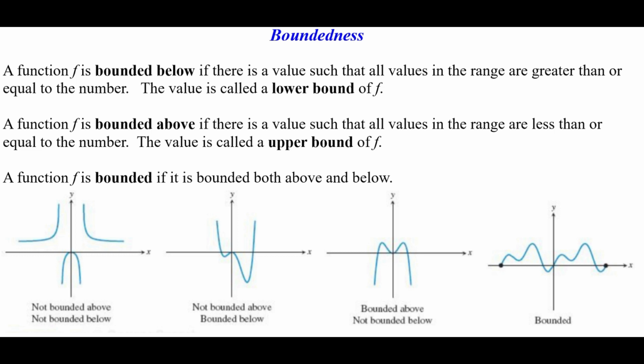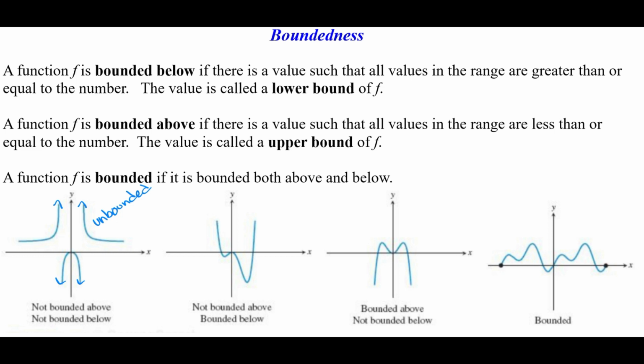When you're looking at graphs, remember that you're going to assume when you're given a graph that all important information was given to you. So on this first graph here, we know that the graph is going up forever and down forever. So since it's going up forever, it is not bounded above. Since it's going down forever, it's not bounded below. So we would refer to this graph as unbounded.